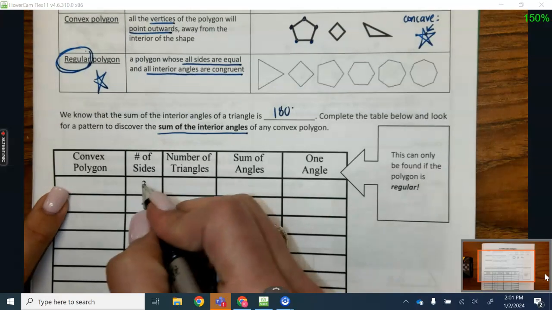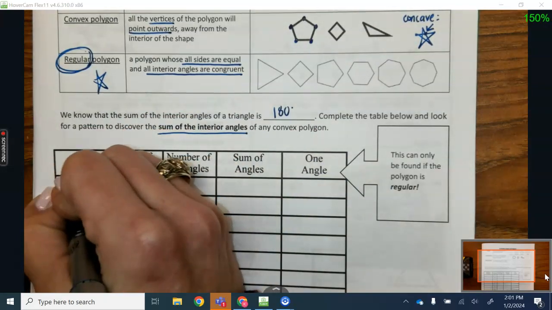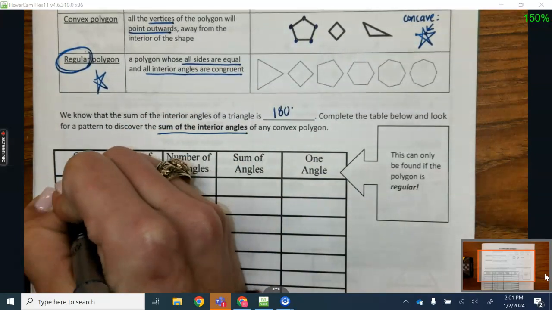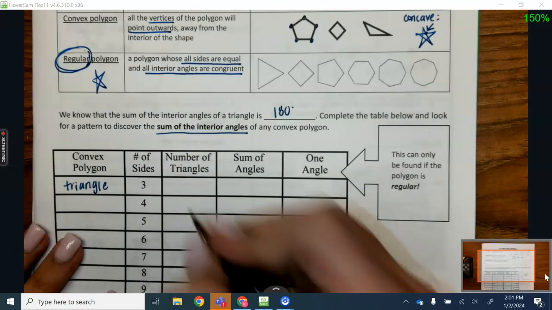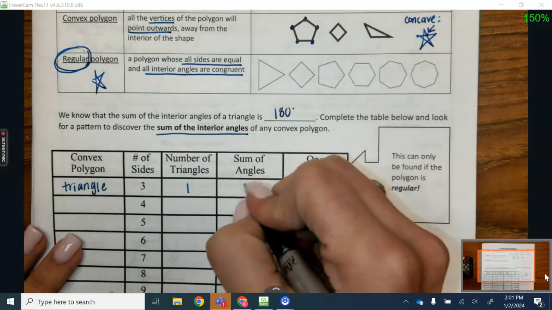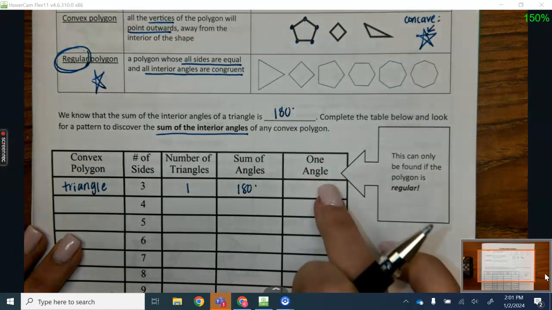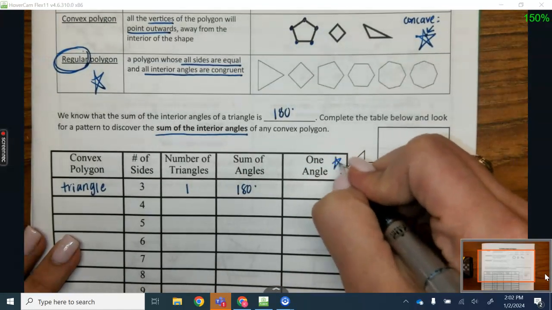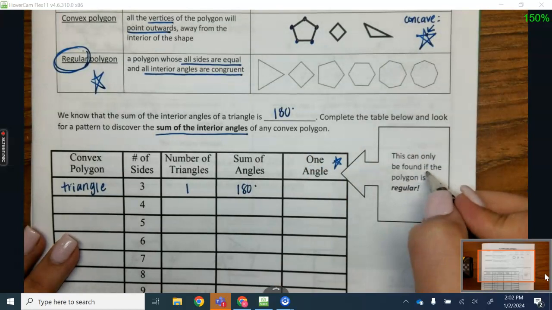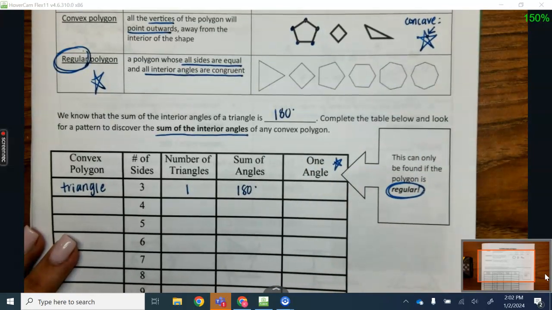The first polygon that we learned has to have at least 3 sides, which is called a triangle. A triangle only has one triangle. We know the sum of those angles inside is 180 degrees. Then if we look at one angle, this column right here only applies to regular polygons. If we are finding just one interior angle, then it has to be regular in order for them all to be the same, right?